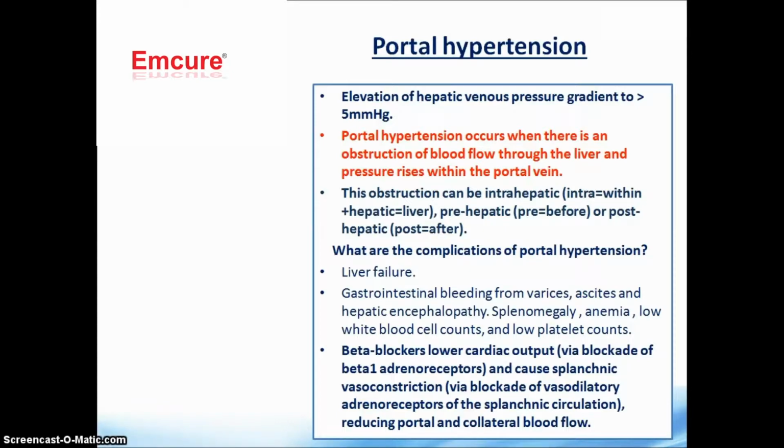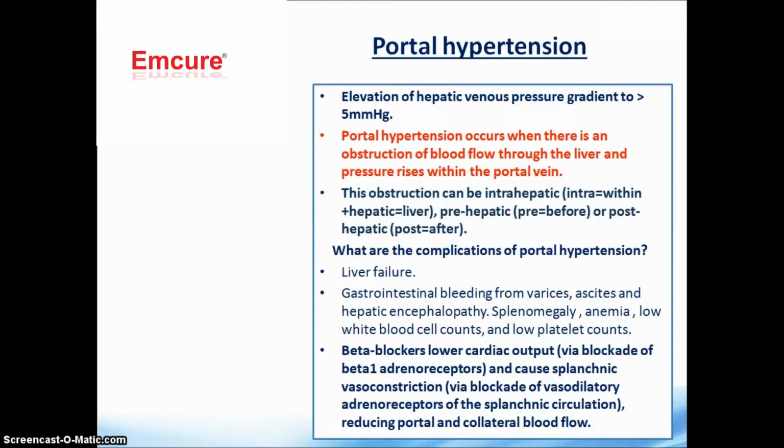There can be anemia, that means there will be a mismatch between the demand and supply of oxygen. Then there might be leukopenia, which means low WBC counts, and of course thrombocytopenia, which means low platelet counts. All these are manifestations or complications of portal hypertension.